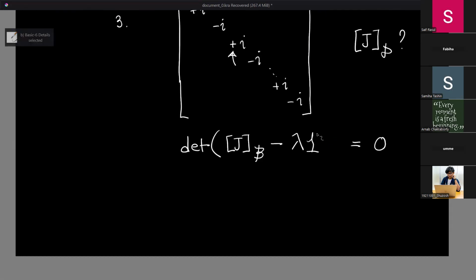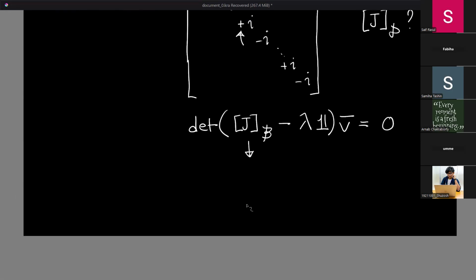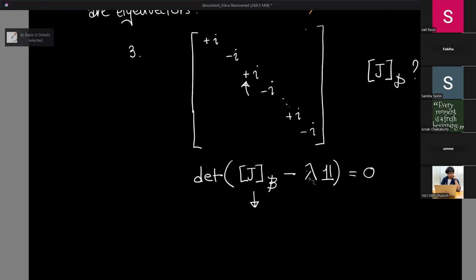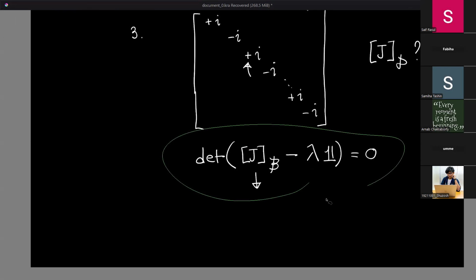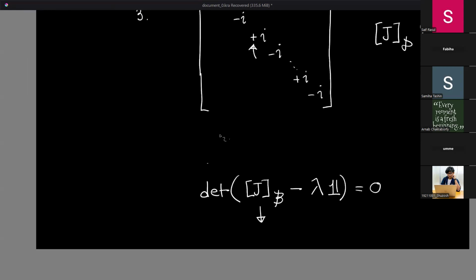Yeah, lambda I, that's how it goes. I was trying to reshuffle the equation in my head. You just take the determinant of this. Yeah, I mixed up two equations. Thanks, Arnab, for that. I mixed up two equations.